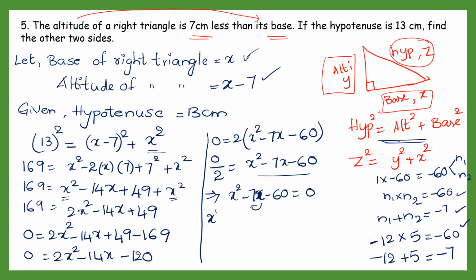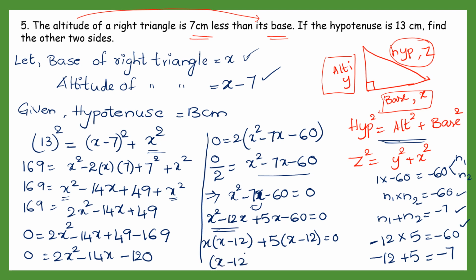So x square minus 12x plus 5x minus 60 is equal to 0. What term is common? x is common. x into x minus 12 plus 5 into x minus 12, since 12 fives are 60, so 12 will be left. So what do you get common? x minus 12. In the first term x is left, in the second term plus 5. So you are able to factorize now. x minus 12 into x plus 5 is equal to 0.